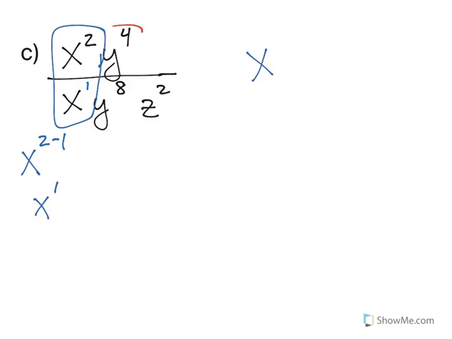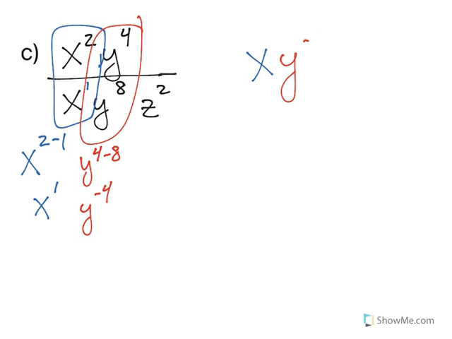Then I do my y's. So I have y to the 4 minus 8, which is y to the negative 4. Now, you can handle the z's a couple of different ways. I would say, well, there's no z's in the numerator, so my z squared is going to just stay z squared in the denominator. If you say, well, it's like having a z to the 0 in the top, that would be like saying 0 minus 2 gives you a negative 2. It's still going to put it in the denominator, right?